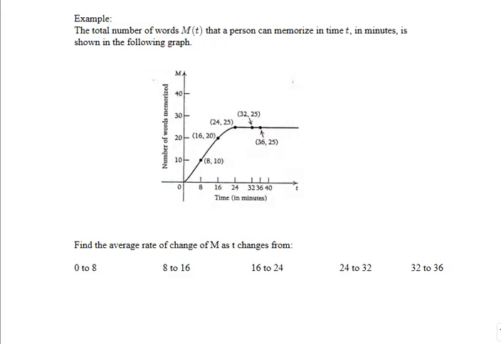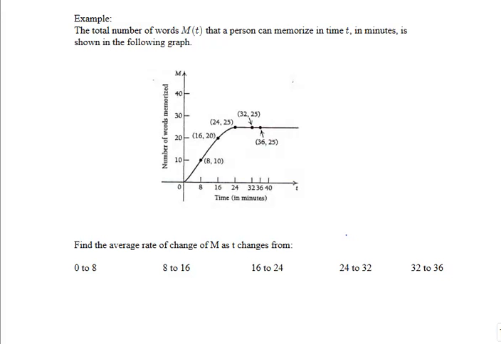This graph represents the total number of words, m of t, that a person can memorize in time t, where t is in minutes. And it's shown in this graph. So for example, this point 16, 20 means in 16 minutes I can memorize 20 words. Okay? So what we're going to do is use this data to find the average rate of change of m as t changes over various intervals.